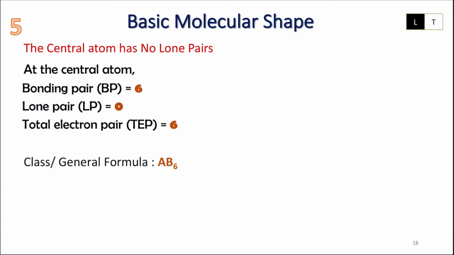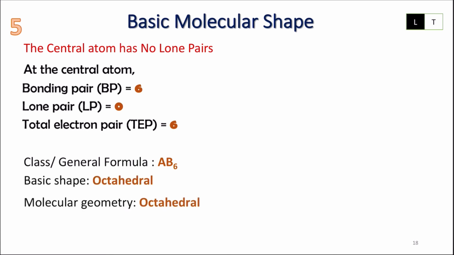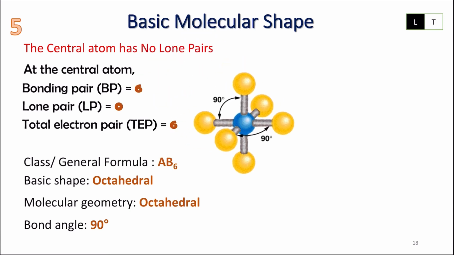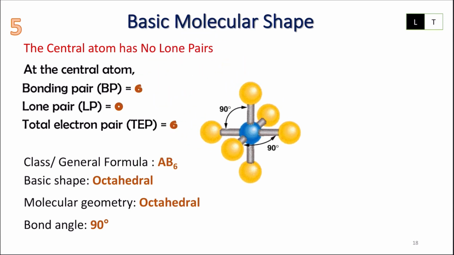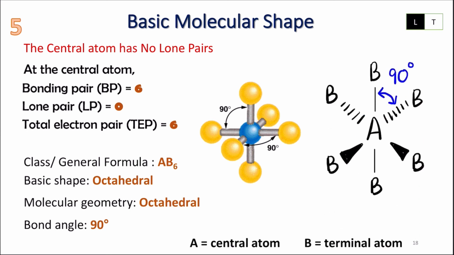The name of this basic shape is octahedral, and the molecular geometry is octahedral as well. The bond angle is 90 degree. So how am I going to illustrate that? This is how the molecule looks in octahedral shape, but on paper, we are going to draw it like this. And between each bonding pair, you have 90 degree for the bond angle.